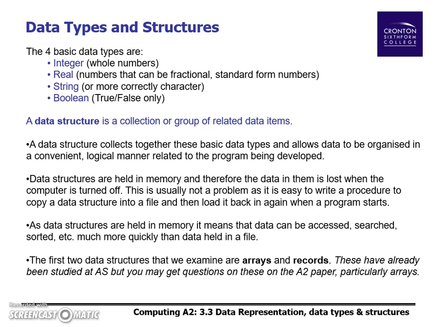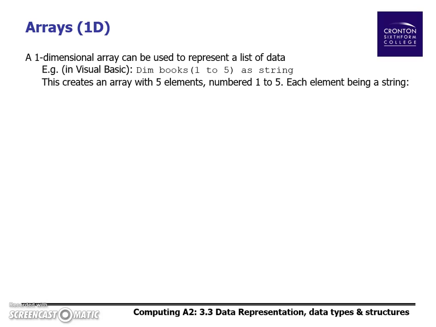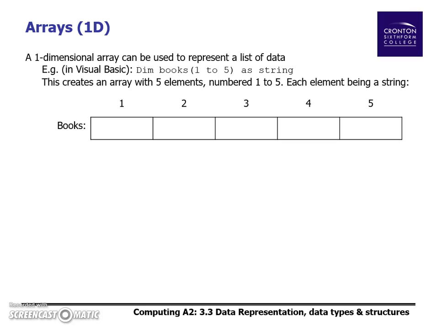The first 2 data structures we examine are arrays and records. These have already been studied at AS, but you may get questions on these on the A2 paper, in particular arrays. So some of this is more of a recap. Okay, so you've got a one-dimensional array, and this can be used to represent a list of data. For example, in Visual Basic, you've got dim books(1 to 5) as string. This creates an array with 5 elements, numbered 1 to 5, each element being a string.